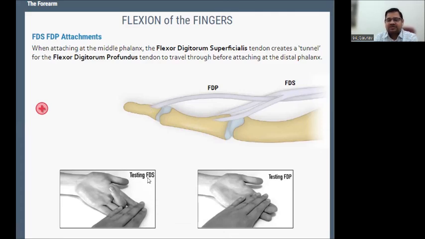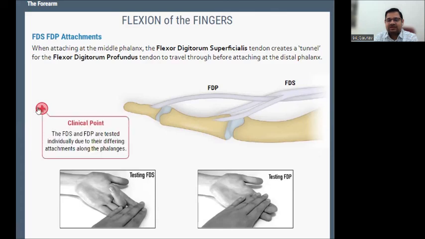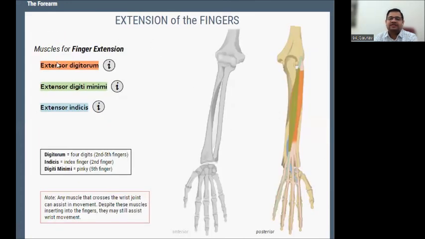So for this, we can do the testing of FDS and FDP. We can go for the clinical one. The FDS and FDP are tested individually due to their differing attachments. So like this, you can test the flexor digitorum superficialis, and coming back will be the testing of flexor digitorum profundus. Like this, just the tip of the finger is going to get flexion. For extension of fingers, there are extensor digitorum, extensor digiti minimi, and extensor indicis. Digitorum is for the second to fifth fingers, indicis is especially for the index finger, and digiti minimi for the fifth finger, or smaller finger.